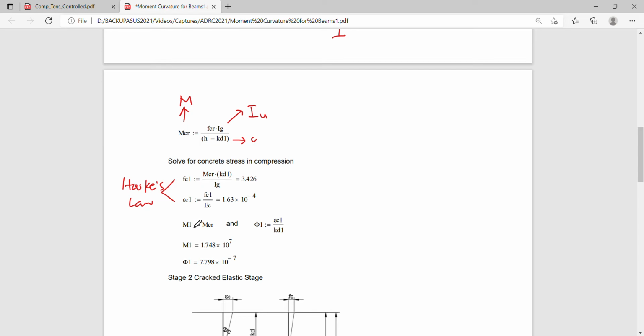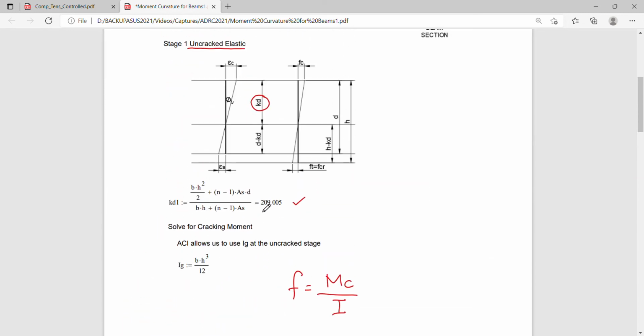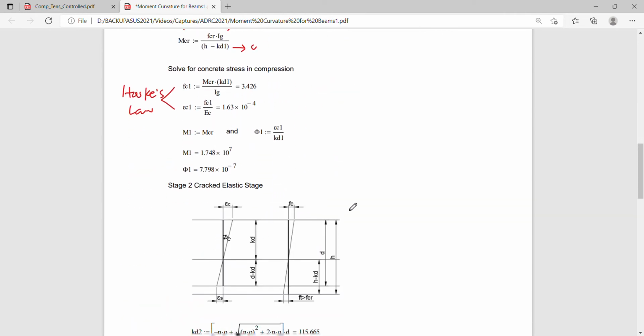Okay, so we are now setting your moment limit M1 must be equal to Mcr here. Okay, and your curvature now will simply be equivalent. The limit for curvature phi1 will simply be epsilon c1 all over kd1 as defined in your figure here. Okay, so let's use this figure.